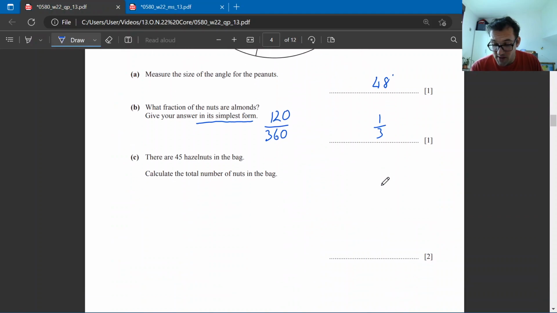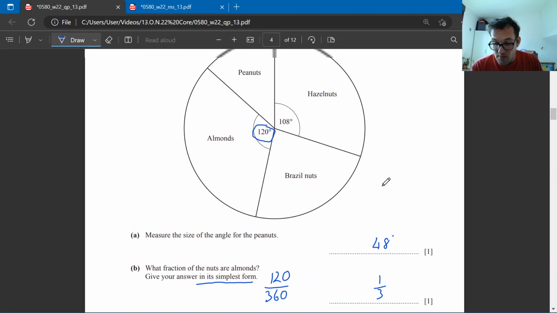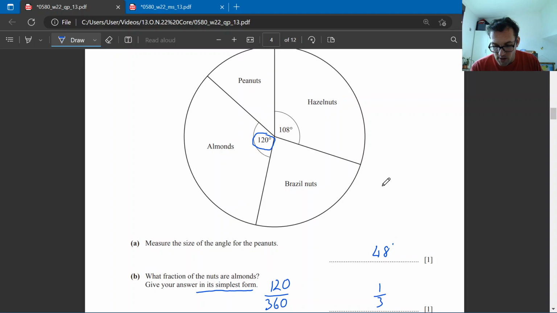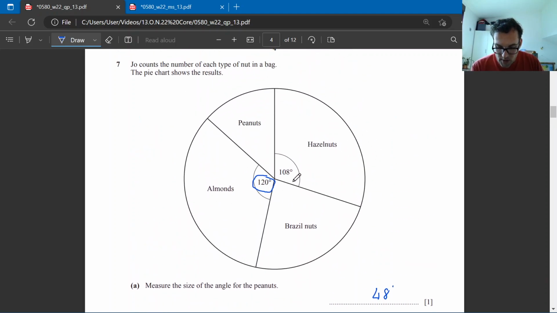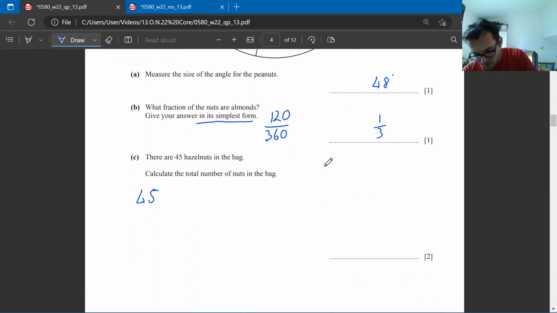Right, there are 45 hazelnuts in the bag. Calculate the total number of nuts in the bag. So what do we have about hazelnuts? What information do we have? Well, we got that there are 45 hazelnuts, and also from the pie chart, hazelnut has got an angle of 108 degrees. Okay, so we can think of this kind of like a ratio. All right, 45 hazelnuts, 108 degrees.